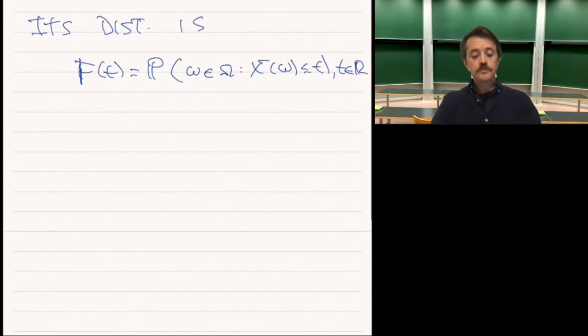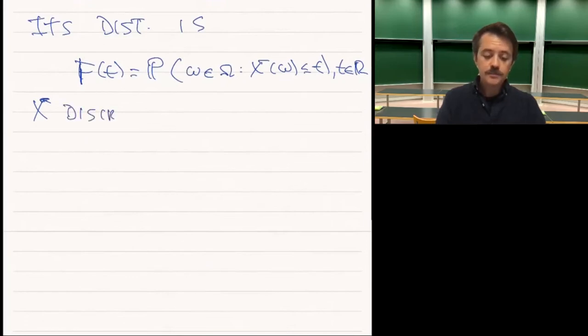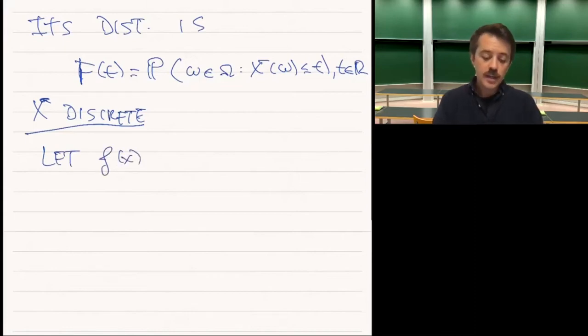Okay, so can we refresh our concepts from previous courses? Yes, we can. So let's talk about PDF, PMF, the usual quantities. By the way, I'm using this bar here just to denote capital X. Let's assume that we have X discrete. Then let f of x, where x is a real number, be given by the probability of the capital X being x, and this is the probability mass function.